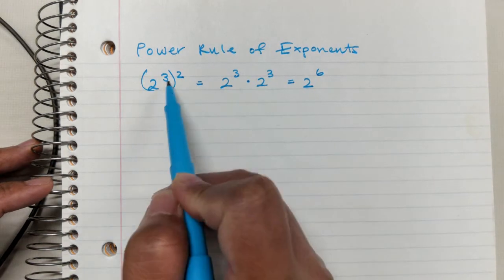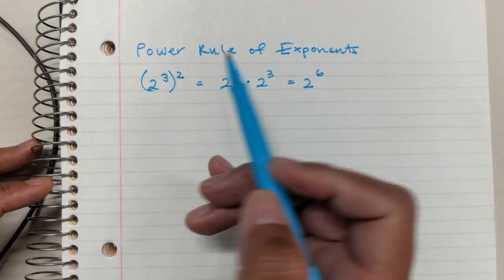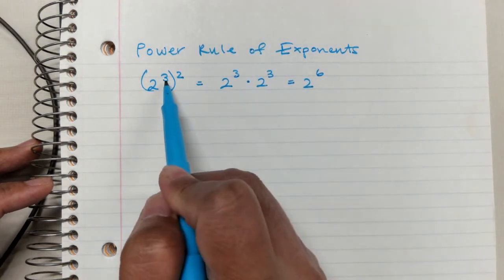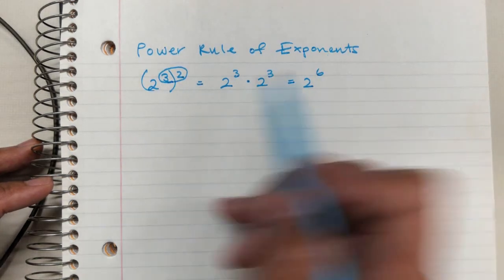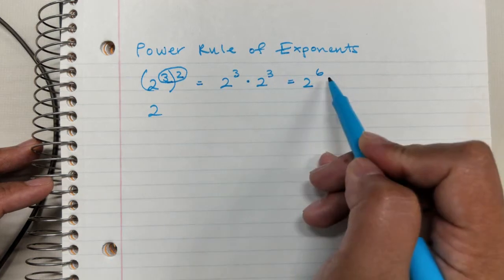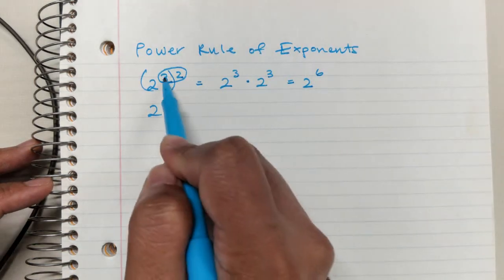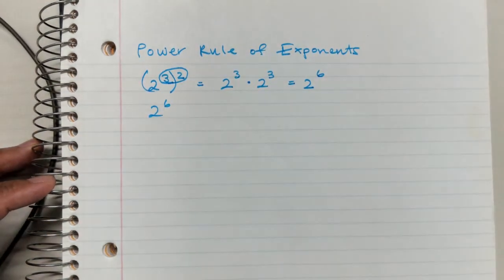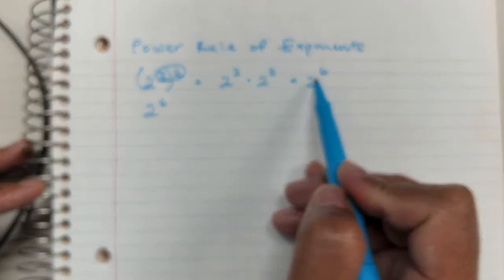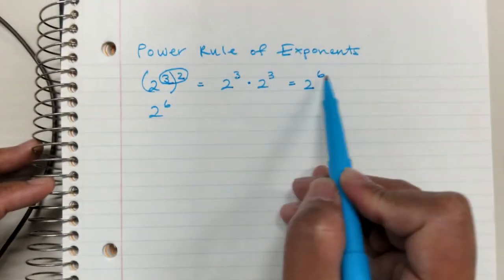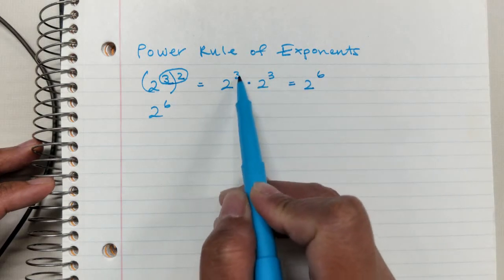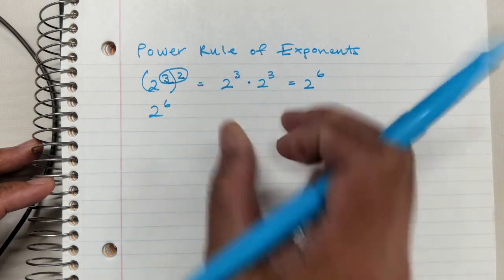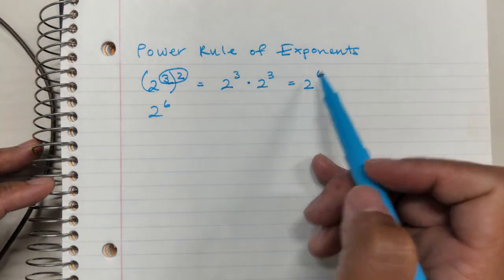Now, the power rule of exponents is this. The shortcut is, it's like the same thing as the distributive property. If you take the exponents and multiply them together, you will get the exponent that you just ended up with here. So 3 times 2 is 6. Right? So you can expand this and see that 2 to the third power times 2 to the third power, when you add the exponents together, you get 6.